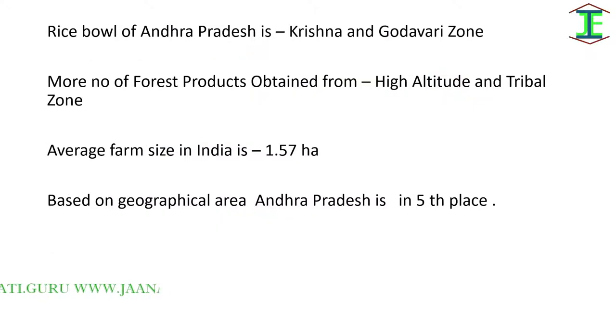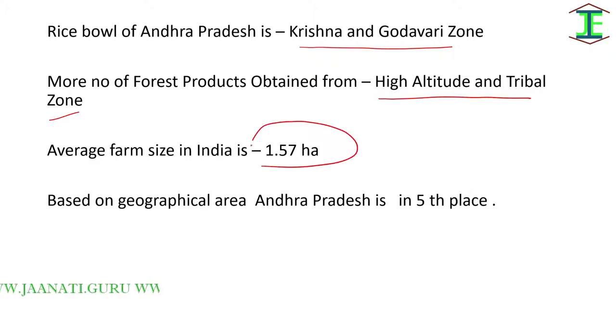Next, some of the important bits. The rice bowl of Andhra Pradesh is Krishna or Godavari zone, and the most forest products are obtained from the High Altitude and Tribal zone, and the average farm size of India is 1.57 hectares, and based on geographical area, Andhra Pradesh is in fifth place.